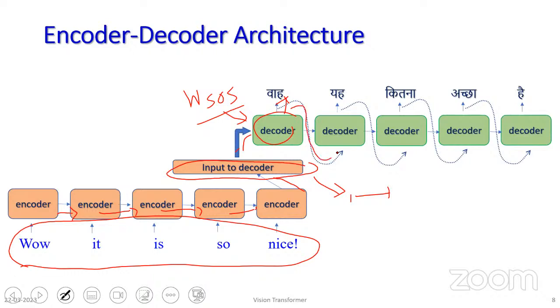This word is also fed to the next layer in the decoder unit, along with the hidden state of the decoder. This keeps happening, and every time you get a new word until the end of the sentence is reached. Although I have written here "Wah, ye kitna acha hai" in Hindi, meaning wow, how nice it is, the translation may not always be as right as it is written here. It depends on the accuracy or precision of the encoder-decoder architecture.